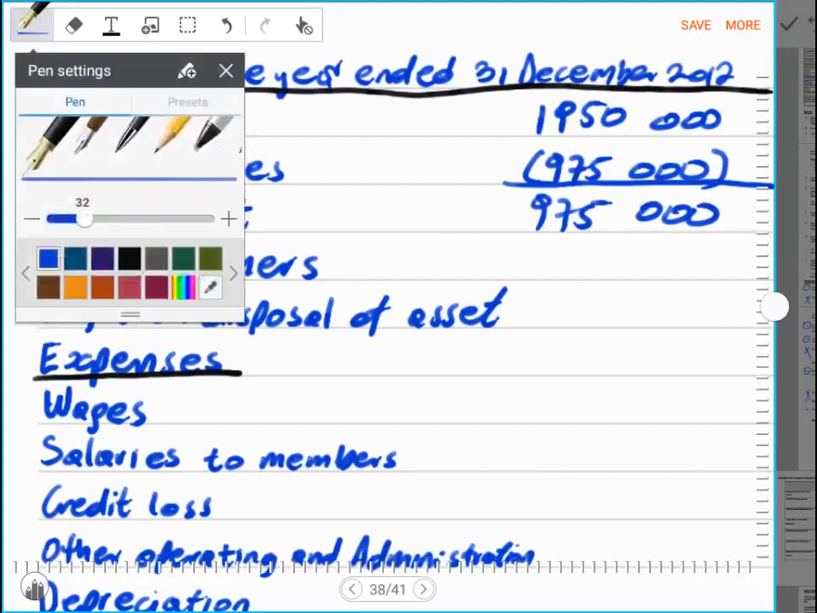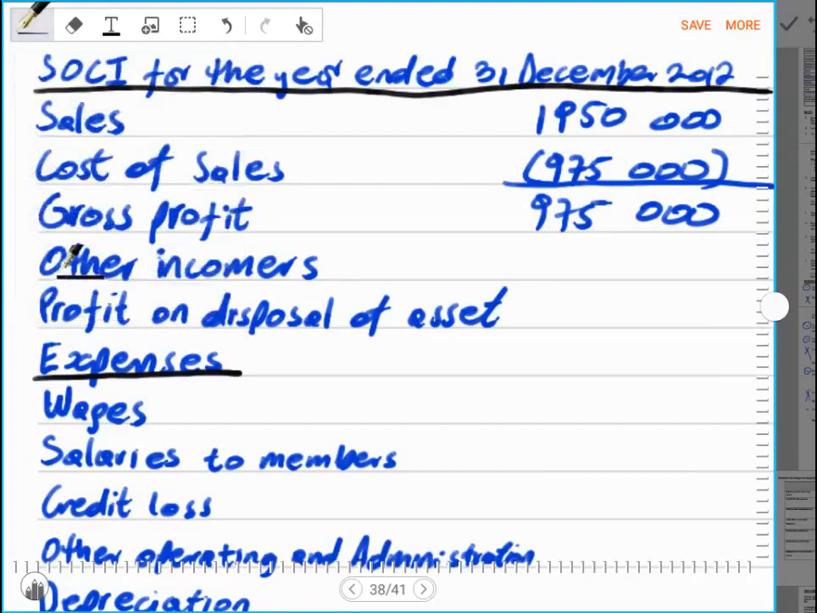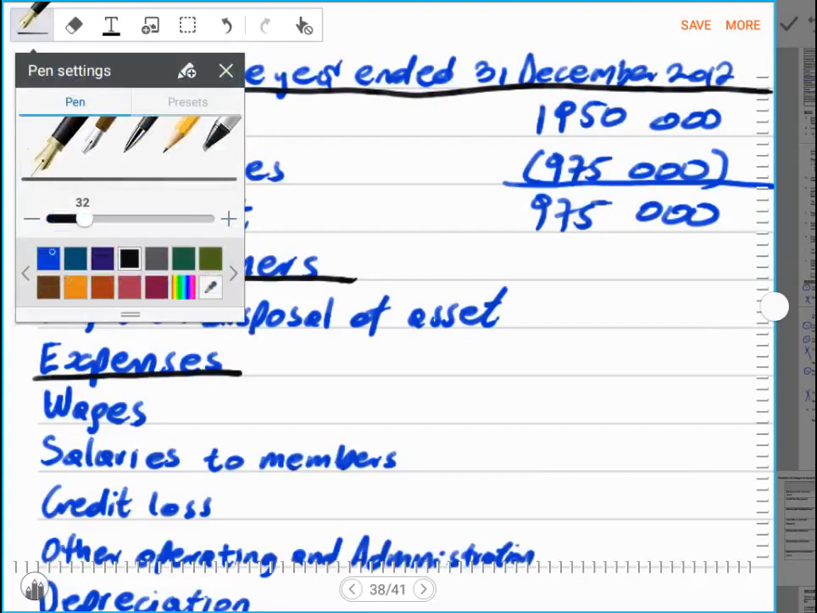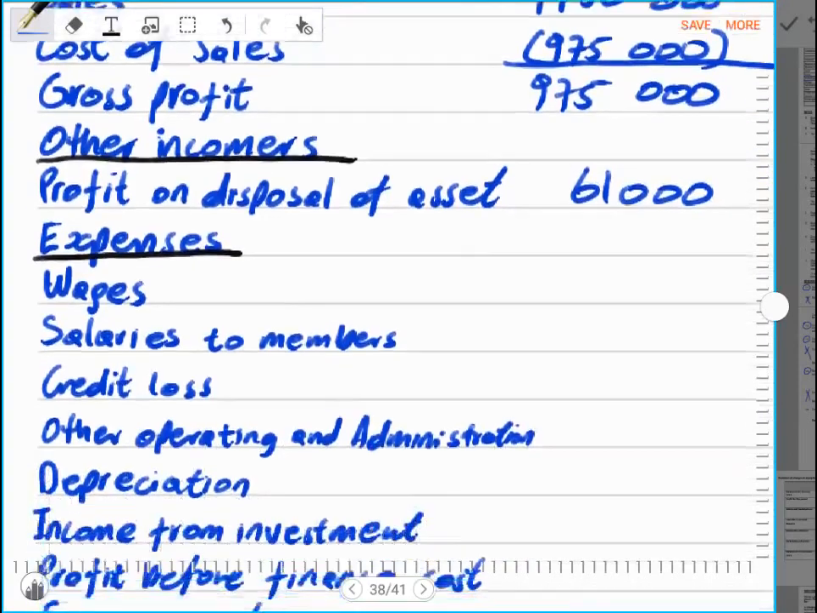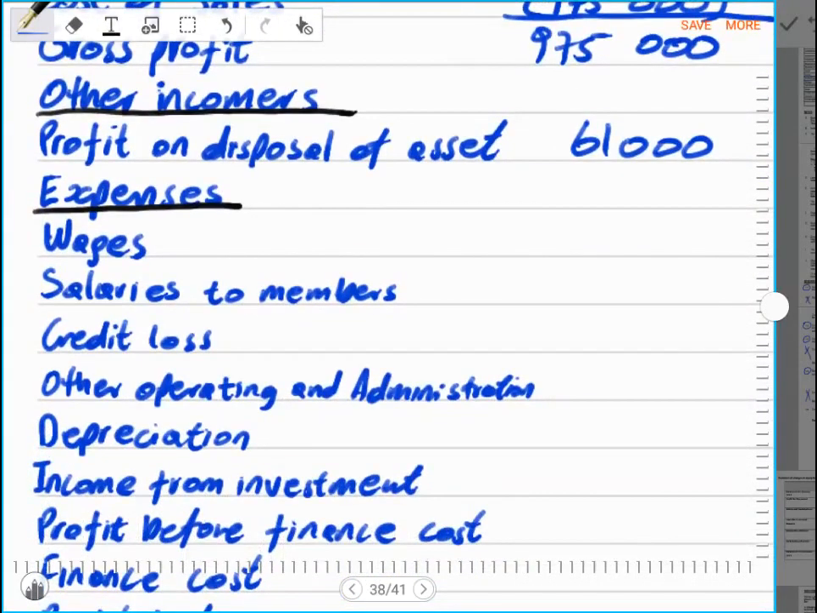Then after we have other incomes, and under other incomes we only have one income that you don't have to worry regarding its calculation: the profit on the disposal of an asset. The profit on the disposal of an asset is 61,000 rands. Why not to worry about this is because we will not test you in the year 2016 on the topic of asset disposal this term. We tested you on that last term. So take that into cognizance. I've been highlighting it in the previous videos.